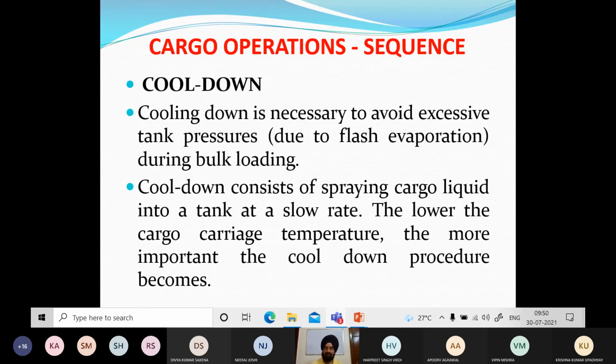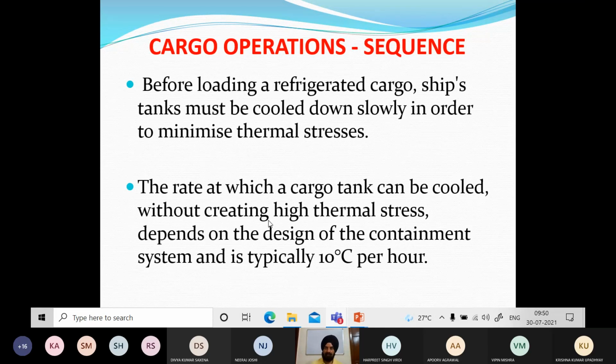Cooling down consists of spraying cargo liquid into a tank at a slow rate. The lower the cargo carries temperature, the more important the cool down procedure becomes. Now, before loading a refrigerated cargo, the ship's tanks must be cooled down slowly in order to minimize the thermostasis.